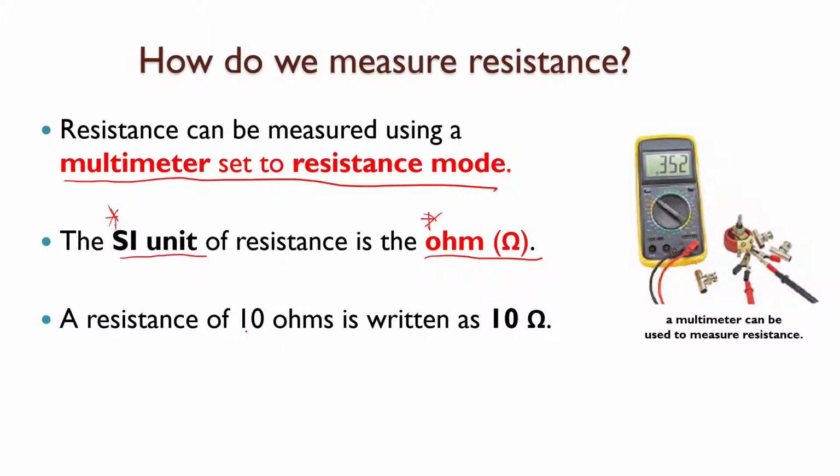And if a resistor has a resistance of 10 ohm, we write it like this. This is the unit of ohm. I can write it bigger. It's like that. Ta-da!